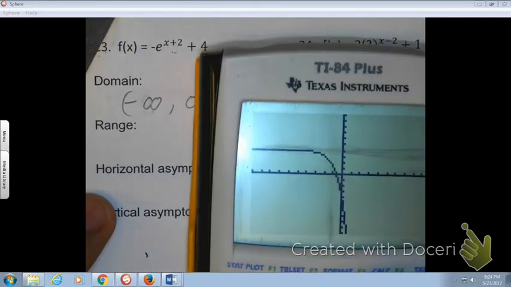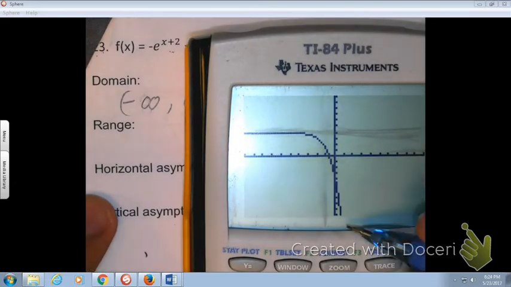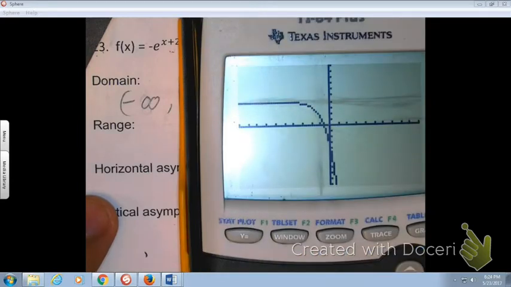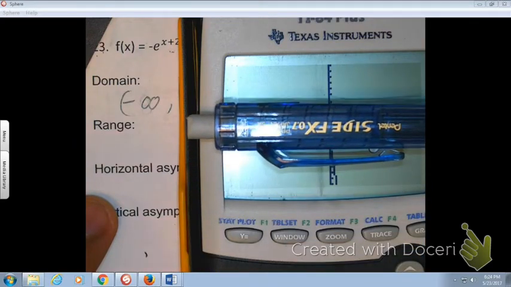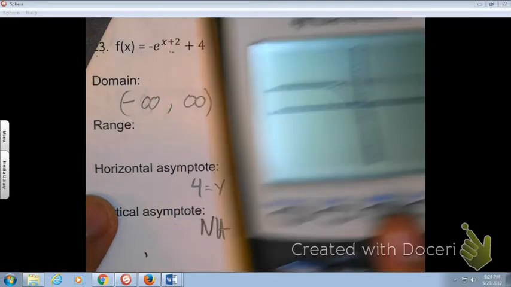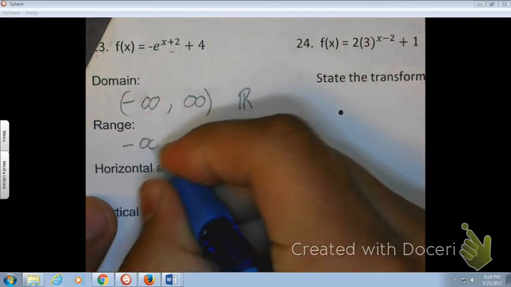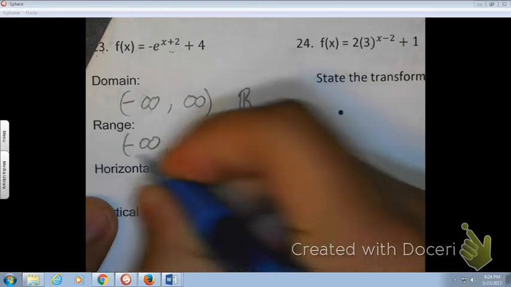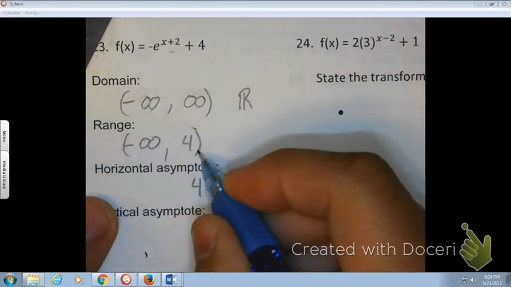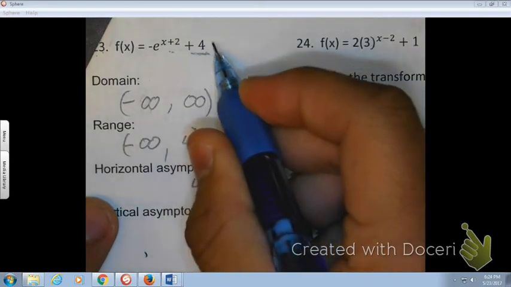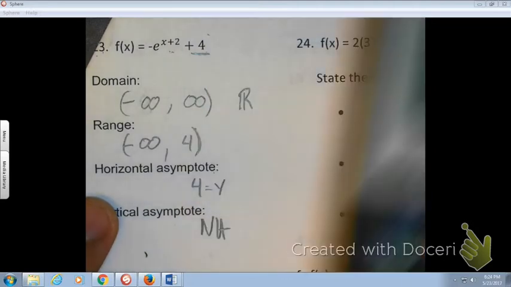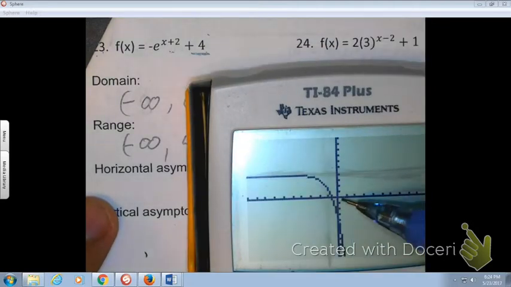Now, the range is a little difficult. We start all the way at the bottom, right? This is going to keep going all the way down. So our range is from negative infinity, and it's going to keep going up, up, up until we get to this point. Negative infinity all the way to 4. Now, we do not include the 4, so we're going to put a parenthesis. And the 4 comes from here because we move 4 units up, right? That's why we have the asymptote move up.